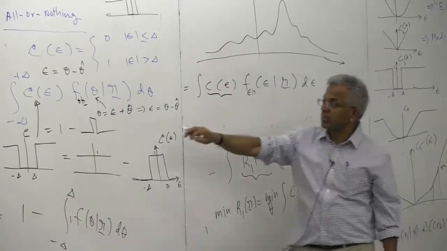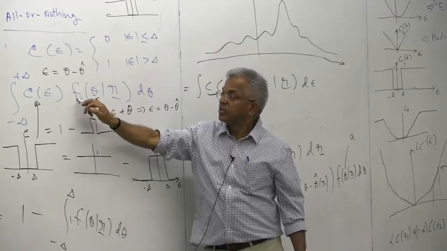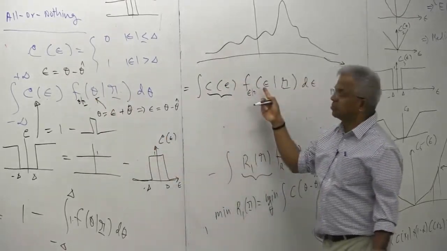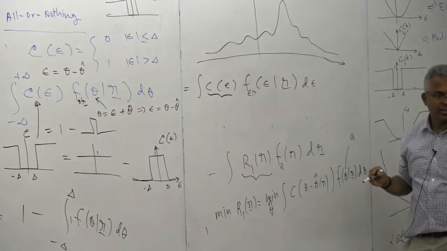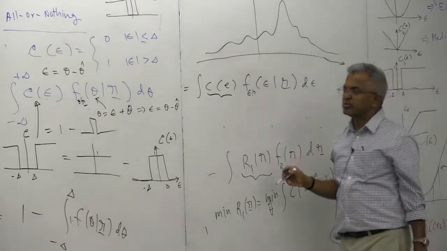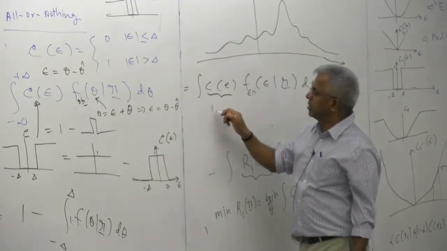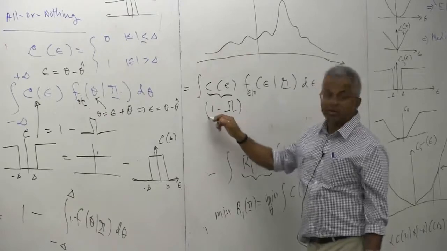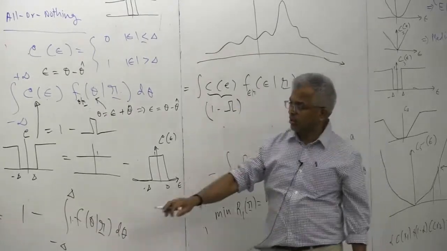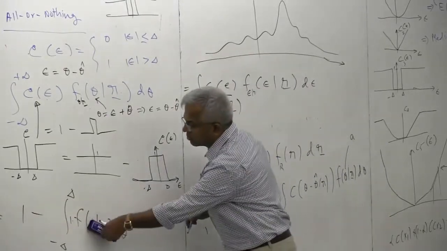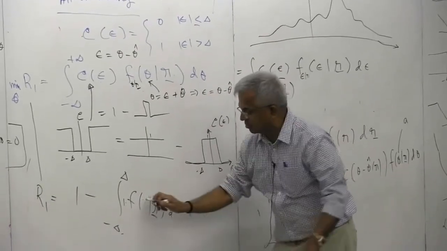C epsilon is the same, right? And this density function I'm going to rewrite in terms of another variable if you like. Now the arguments are the same. This function can be written as 1 minus this function, right? So that's going to be 1 minus. It's a good point, if you want, you can also write.